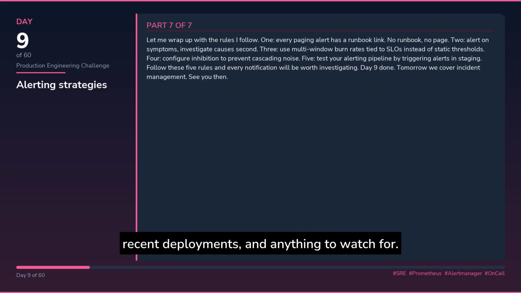Let me wrap up with the rules I follow. 1. Every paging alert has a runbook link. No runbook, no page. 2. Alert on symptoms, investigate causes second. 3. Use multi-window burn rates tied to SLOs instead of static thresholds. 4. Configure inhibition to prevent cascading noise. 5. Test your alerting pipeline by triggering alerts in staging. Follow these 5 rules and every notification will be worth investigating.